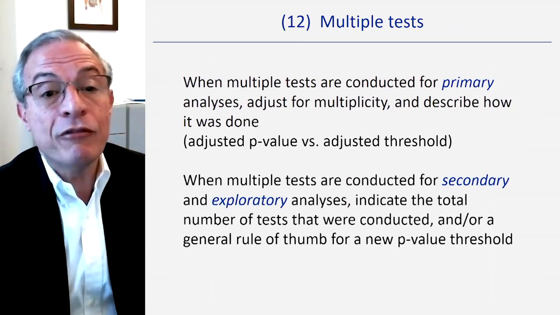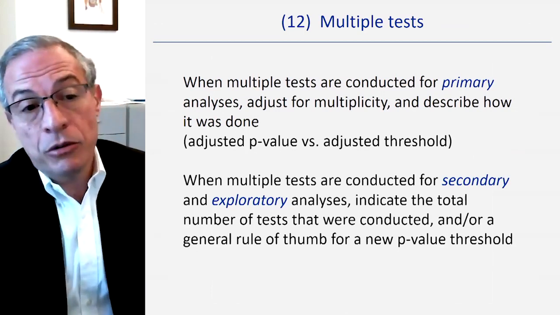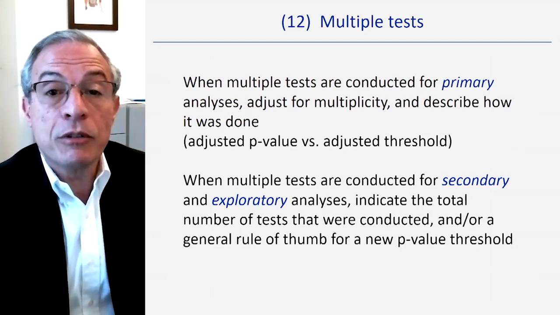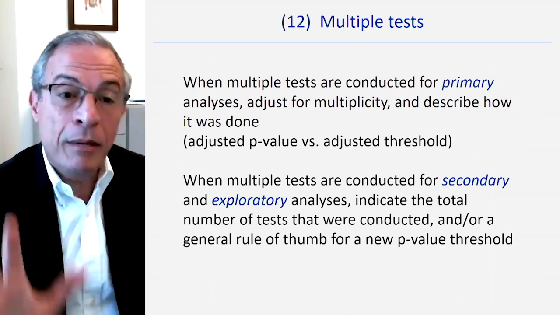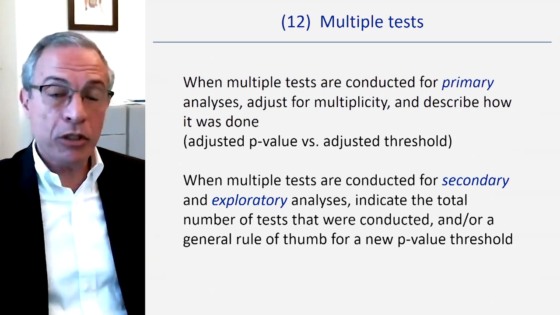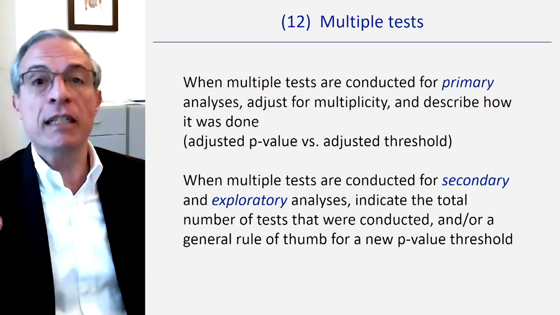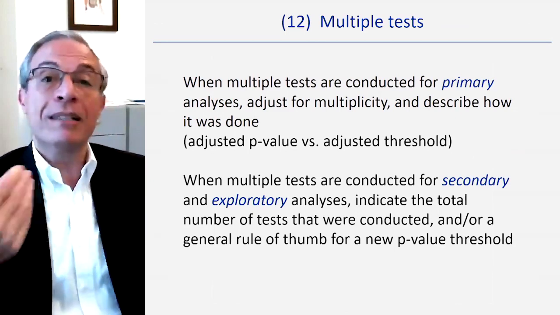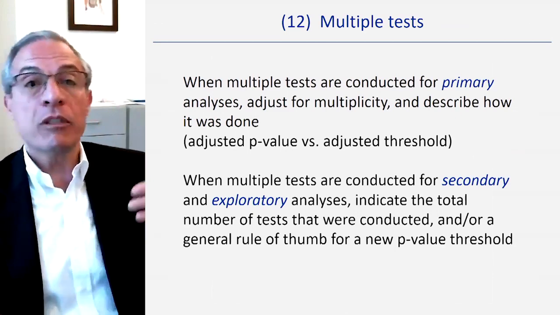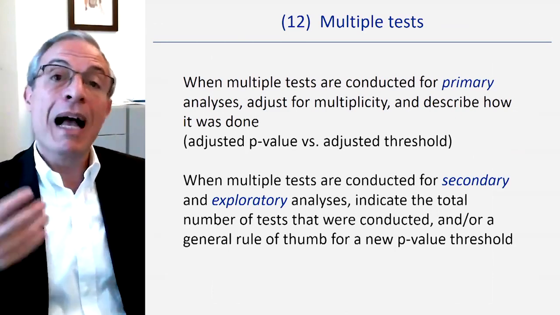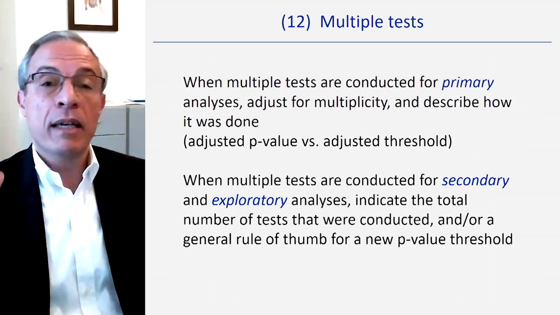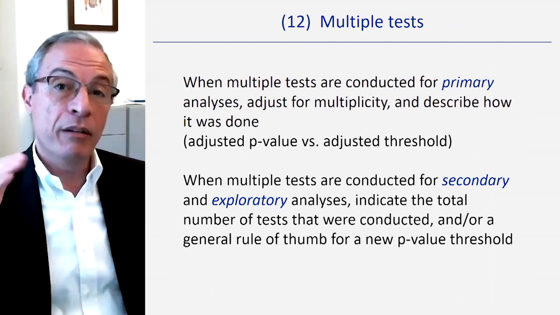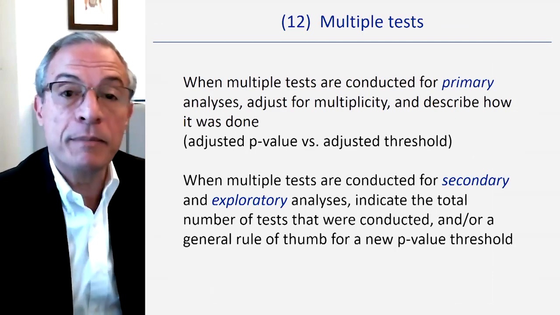When multiple tests are conducted for secondary and exploratory analysis, indicate the total number of tests that were conducted and a general rule of thumb for a new p-value threshold. Again, I'm talking about a p-value threshold. I am not going to put stars and less-than thresholds. No, I'm not going to do that. I'm going to report p-values the way they are. But when I write the text to say whether there was a decrease, there was an association, there was no association, etc., I'm going to use more or less a threshold. But I'm going to report the p-value. And if the reader doesn't agree, they can have their own opinion.